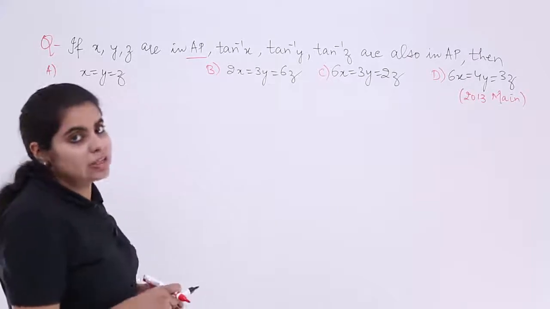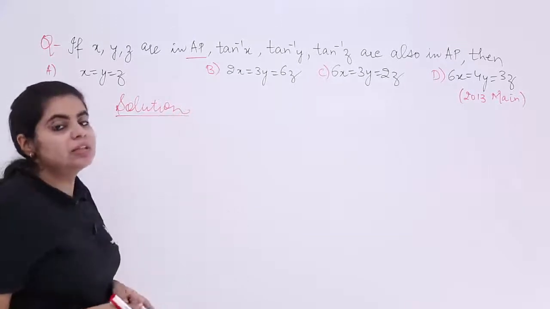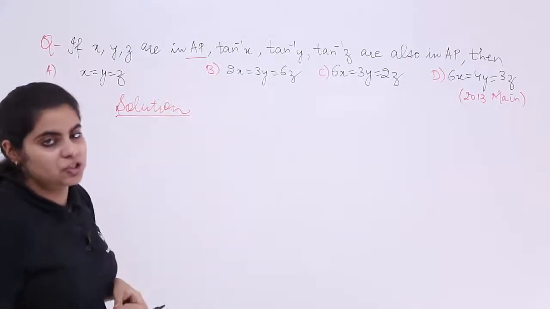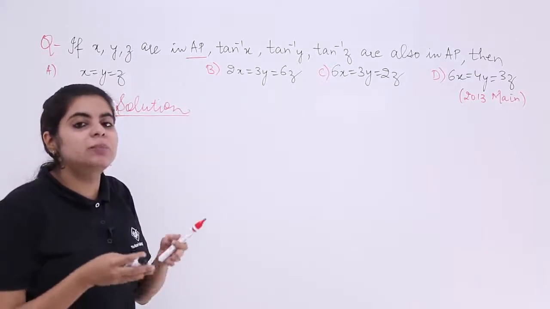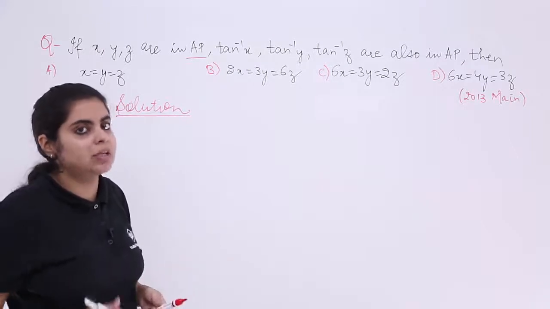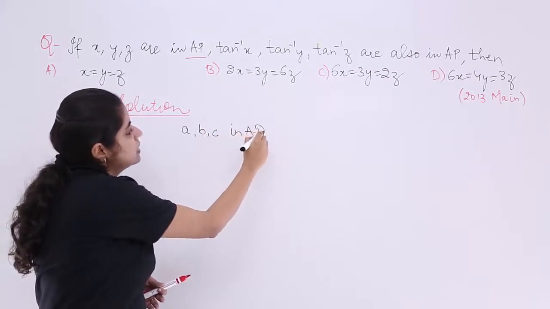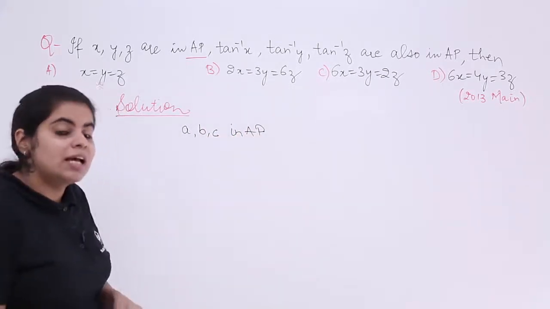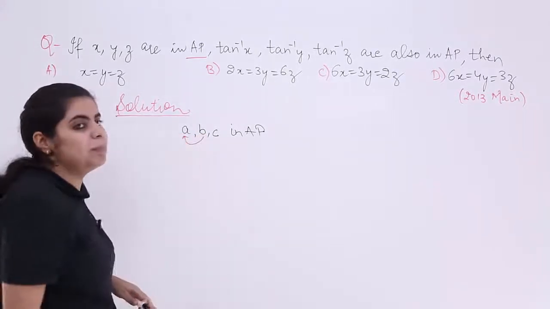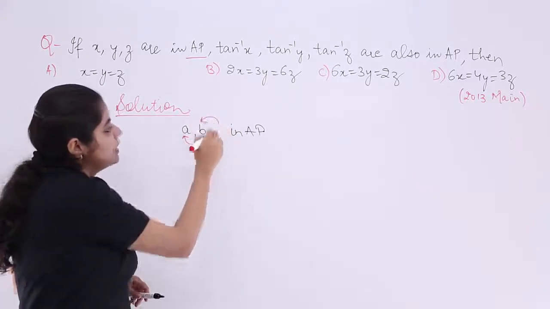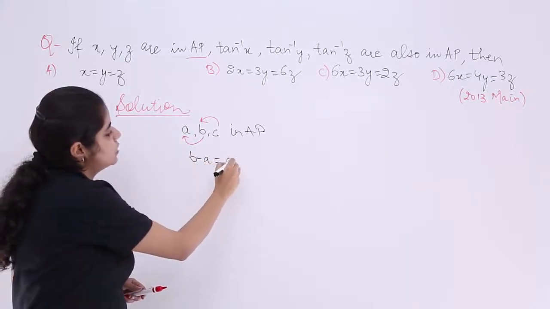Let's write the heading Solution and get started. When I have been given arithmetic progression, that means there are different terms and the common difference in these terms has to be the same. That means if I have three terms A, B, C and it is given that these terms are in AP, the difference between B and A and the difference between C and B has to be the same. So B minus A is equal to C minus B.